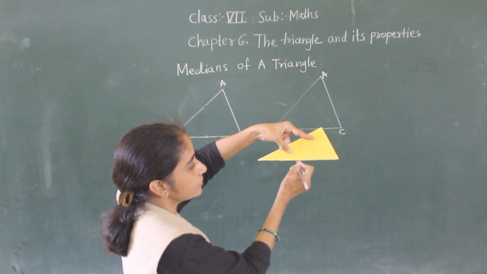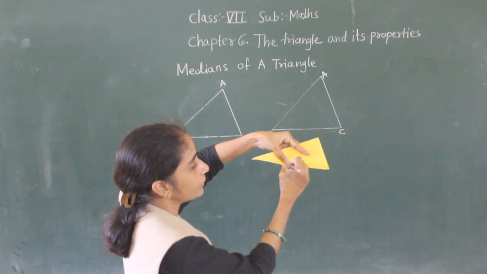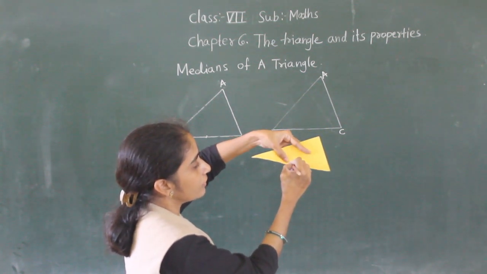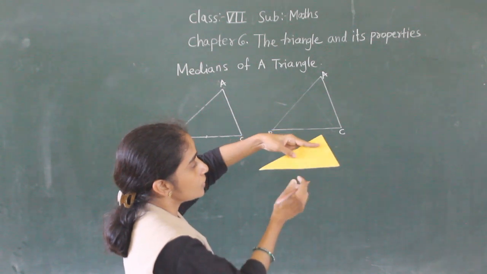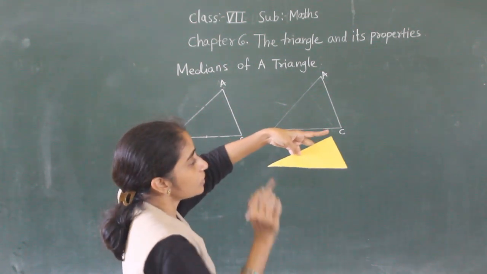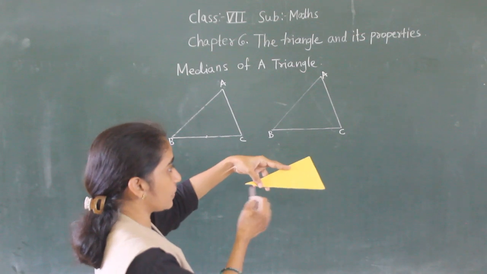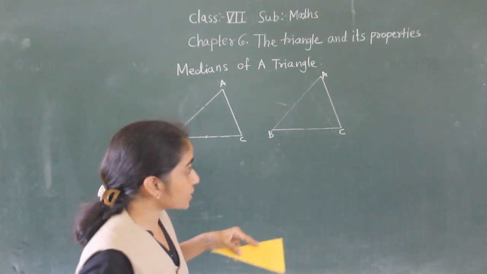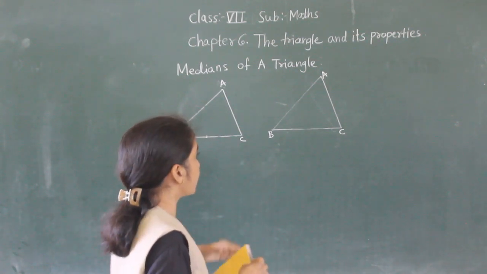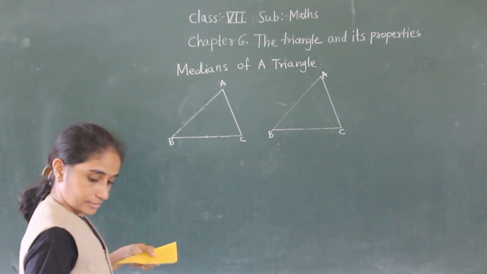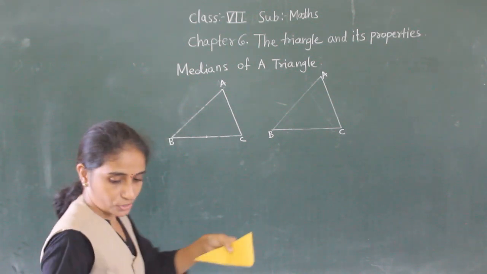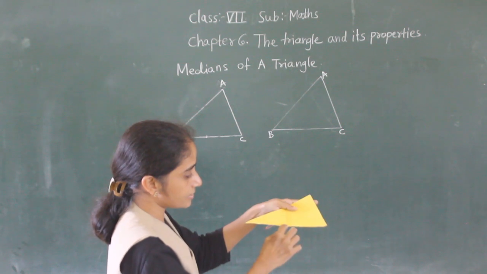Here I will get the point D. So this is the median. The line segment, see now, which line segment? Line segment AD. So AD, now which I will join? These and these if I will join.